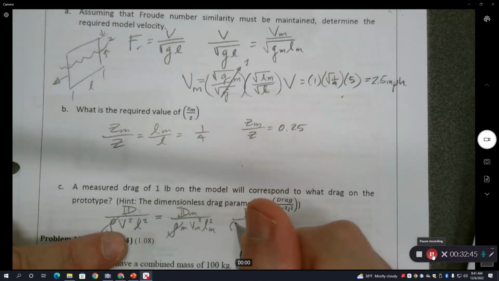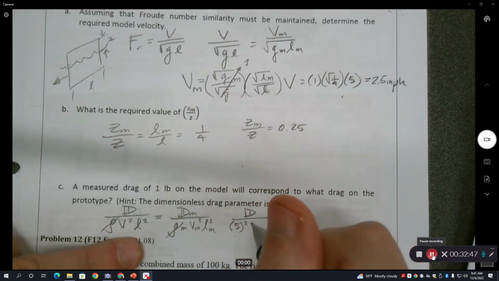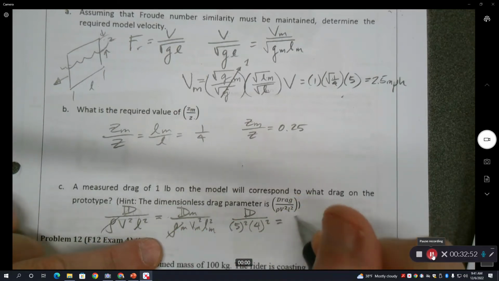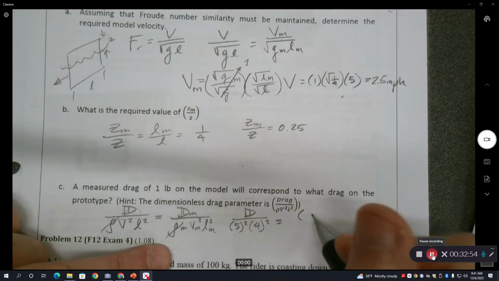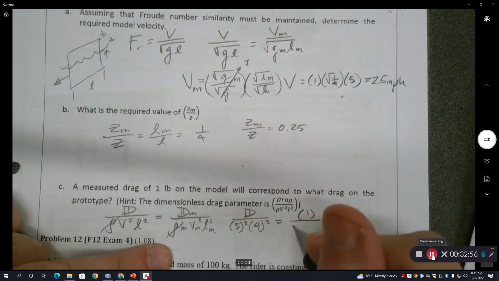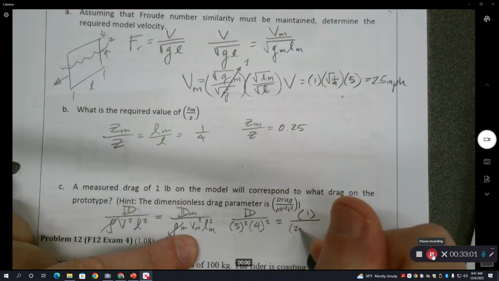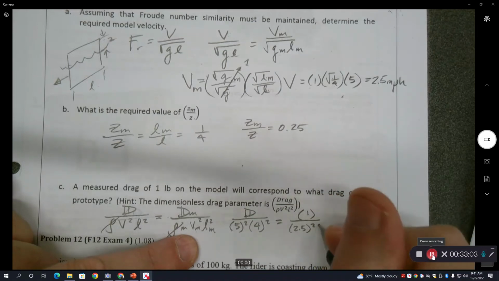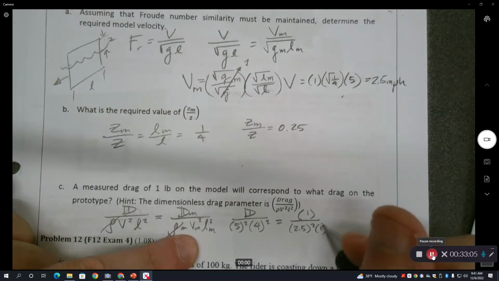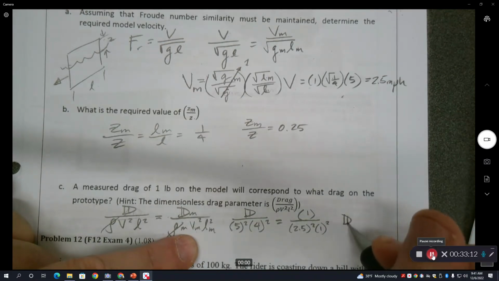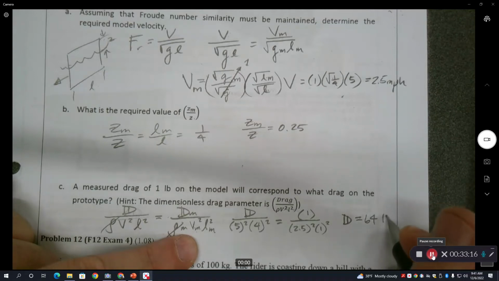So this is going to be 5 squared. This would be 4 squared. It's going to be equal to the drag of the model, which is 1, divided by Vm squared, which we said was 2.5 squared. And then this would be 1 squared. So we end up finding we're going to predict that the drag of the real thing is going to be 64 pounds.